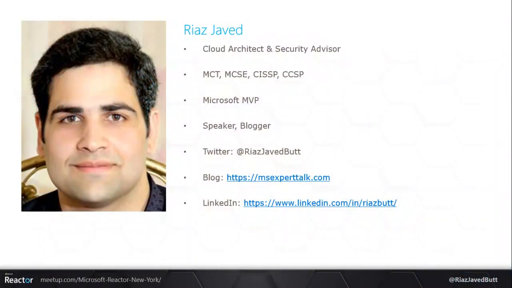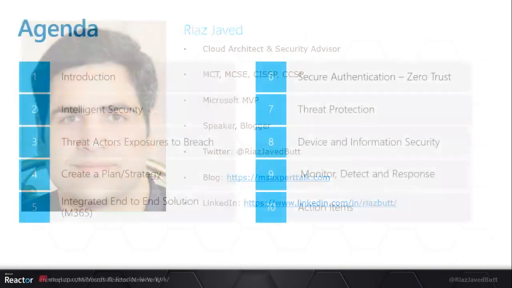So first things first, before I jump onto the agenda and other topics, a high-level overview of myself. My name is Riaz Javed, as Rebecca said, and I'm a Microsoft Cloud Architect with a focus on cloud security as well. I'm a Microsoft Certified Trainer, a Microsoft MVP, and I'm also certified by ISC Square with CISSP and CCSP certification. I'm an active blogger and I also talk in the public community forums. So if you want to follow me on Twitter or on my blog, you are most welcome to do so. And you can connect with me on LinkedIn as well.